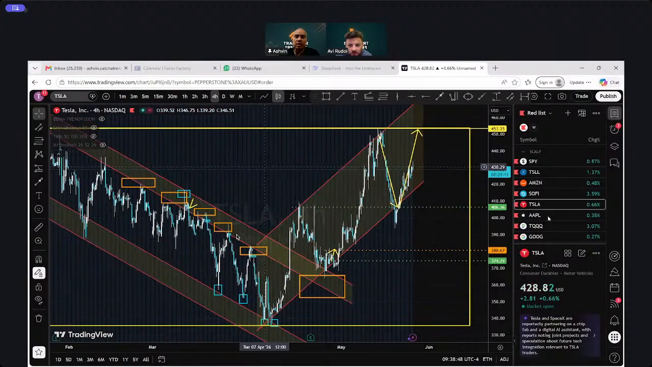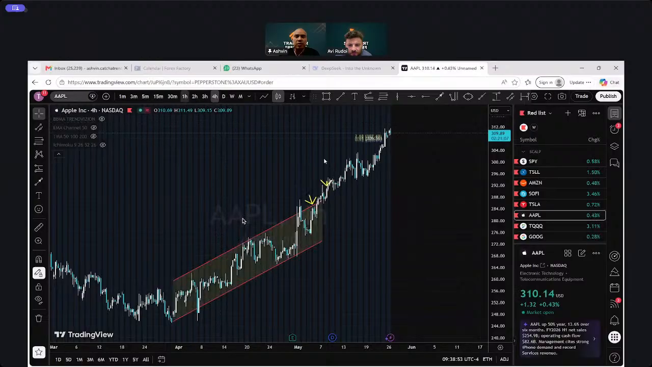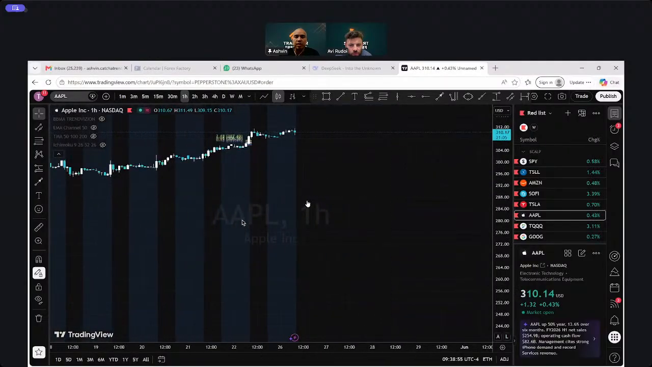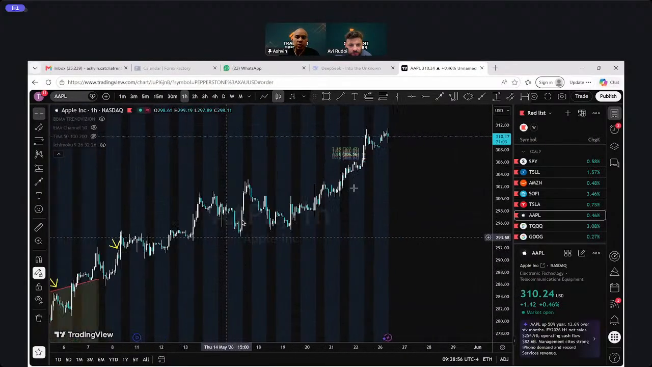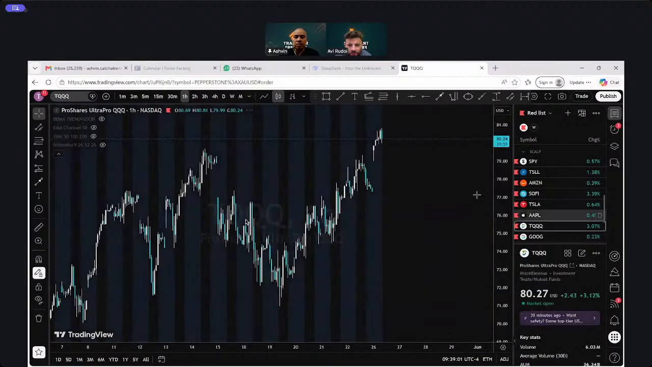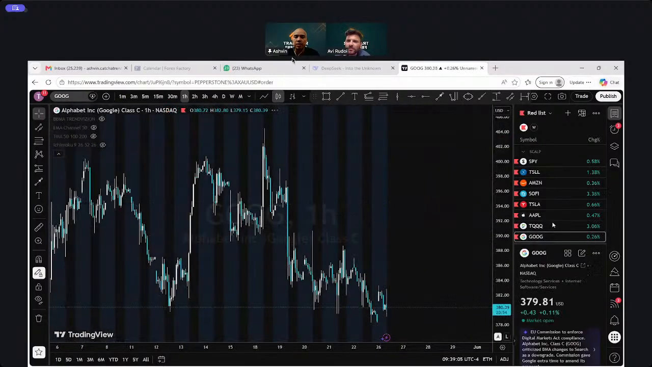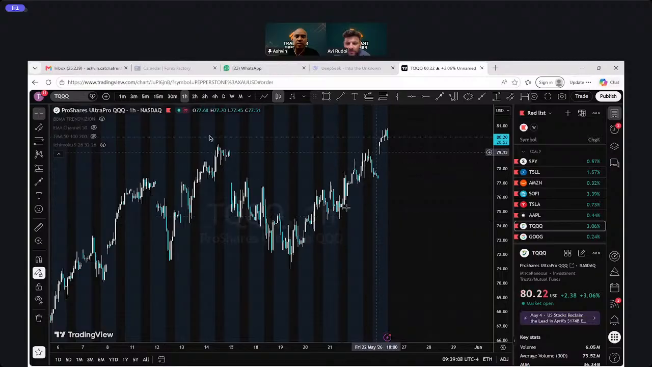Tesla, okay, we already done this. That's easy. Apple, it's very slowly but surely pushing up right now. It's not for us to get in, so we're not going to touch that. TQQQ as well, just trending up. All these are like the cup and handle, just so you know.